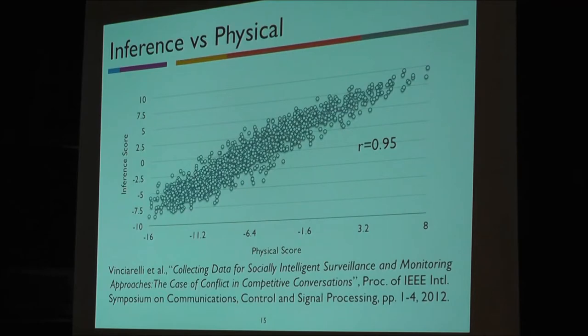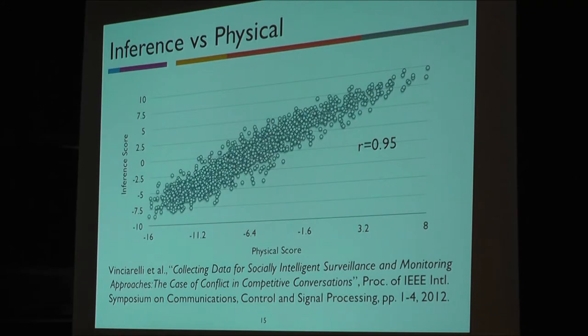And what we got is this. We got a very good correlation, 0.95. Each point there is one of the clips. On the horizontal axis you have the physical score, and on the vertical axis you have the inferential score. So this tells us that these cues seem, according to the questionnaire at least, to account for the way people interpret the situation in terms of conflict.